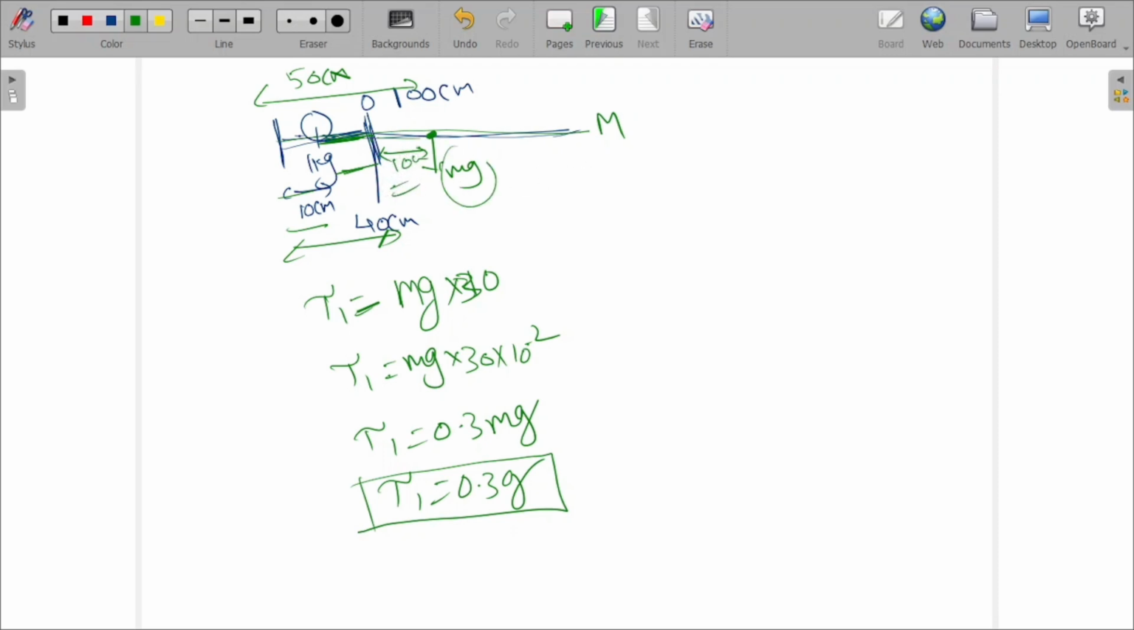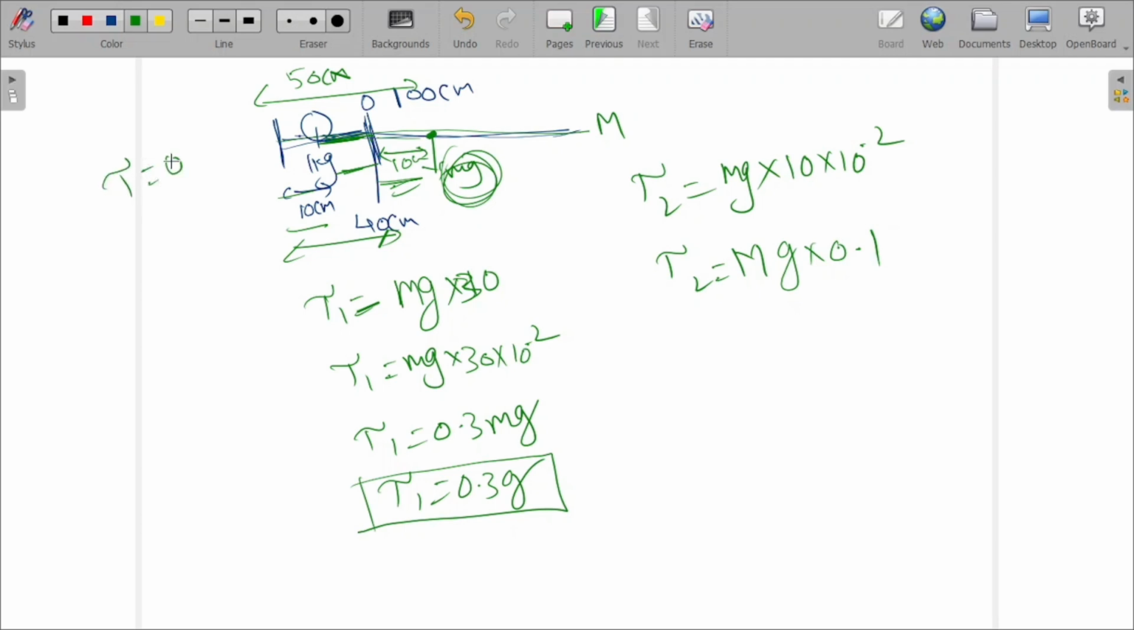Okay, now mg. So now torque T2 equals this total mg, the force, into the distance. At what distance is it happening? 10 centimeters. That means 10 into 10 power minus 2. So T2 equals this total mass, let gravity be g, into 0.1. So what is the total net torque? Net torque is equal to 0.